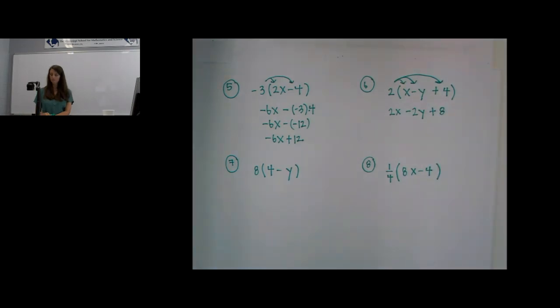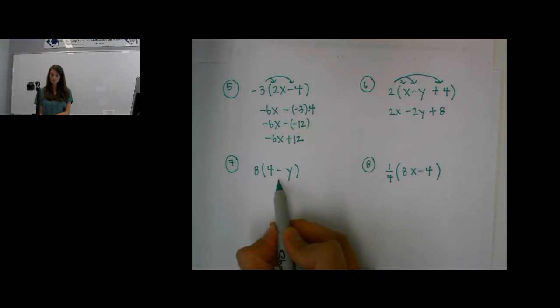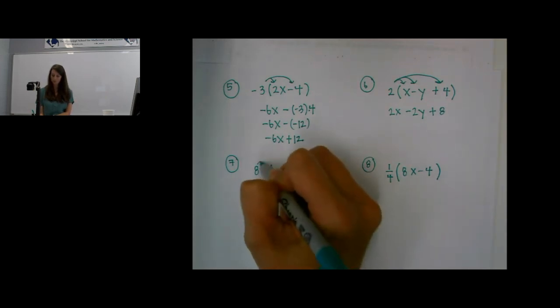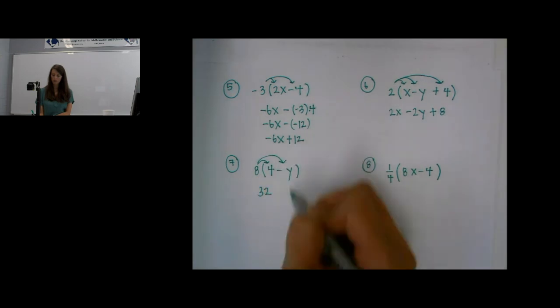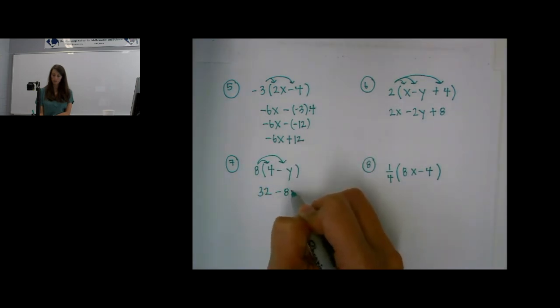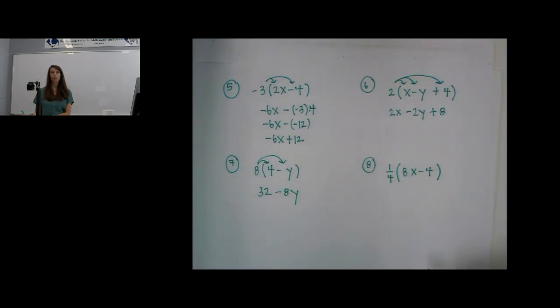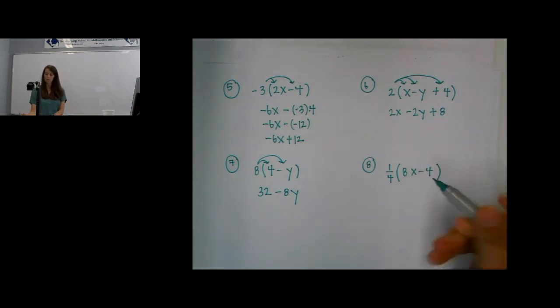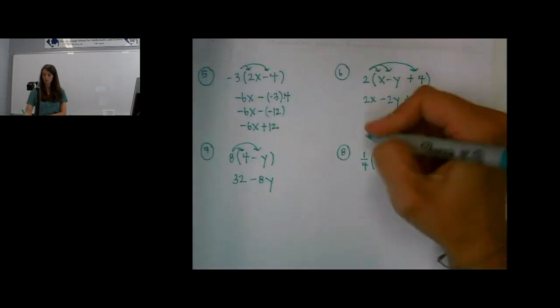Okay? All right, down here we've got 8 times 4, which is a 32. And then 8 times a negative y, which is a negative 8y. Okay, you may have struggled with this one, but let's practice this one. So same thing's happening here. So I'm going to break this down here.